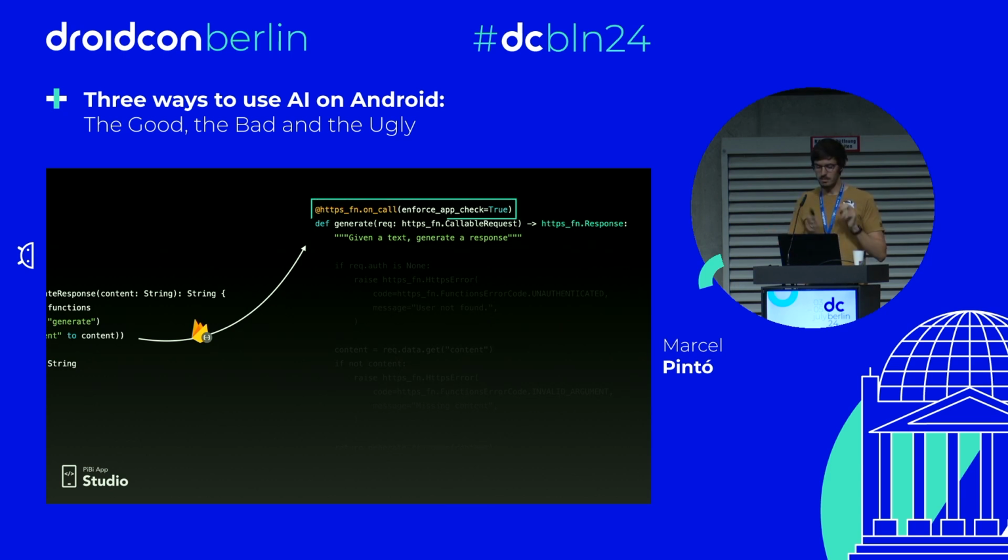Note that you need to manually enable that it does the AppCheck, right? So if the device is not a trusted device, our function will never be called, and we will not be charged for those calls either. So that's nice.